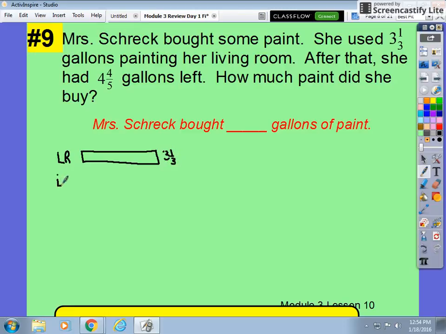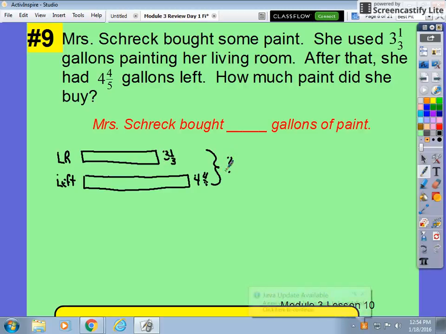And she had left 4 4/5. Notice that I'm drawing that one a little bit longer because I know that she had 4 4/5. And then I need to decide how much she had altogether. So I know that I need to find the total of those two bars. Notice I did this just a little bit differently. I wanted you to start thinking about different ways that we could use tape diagrams because you will see some of these ways later. Okay? But we need to know that total.